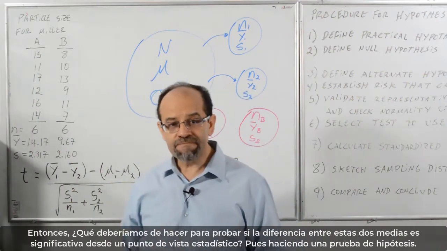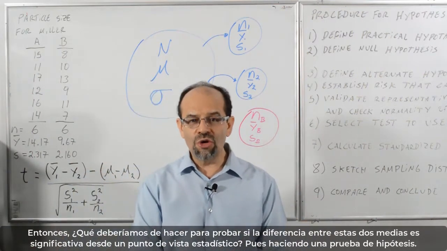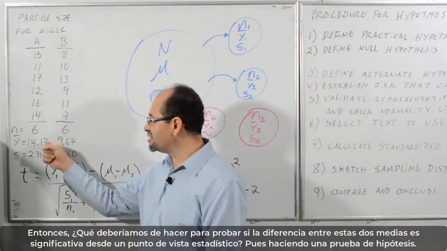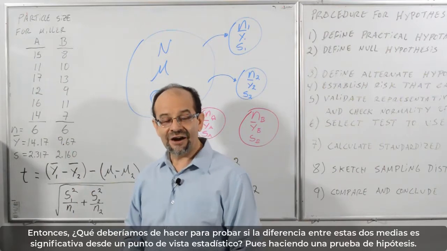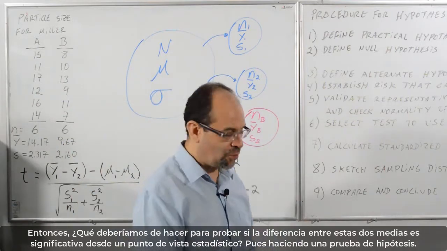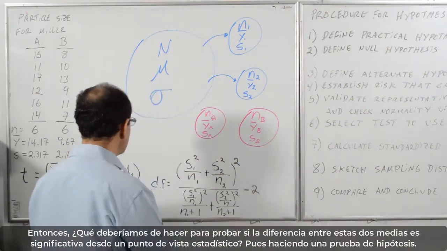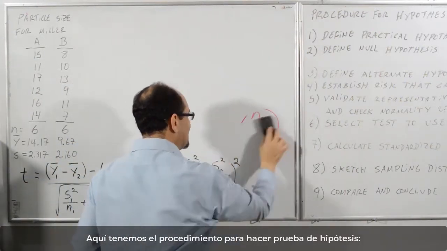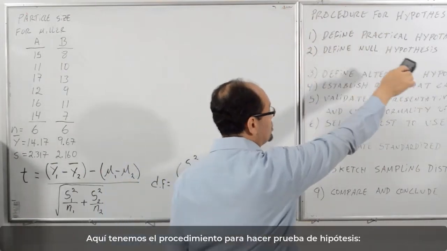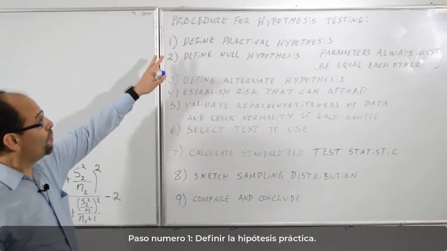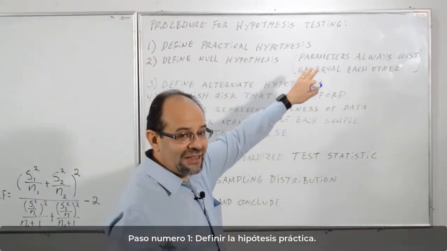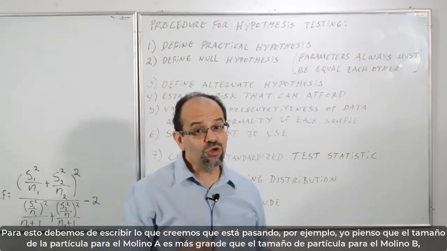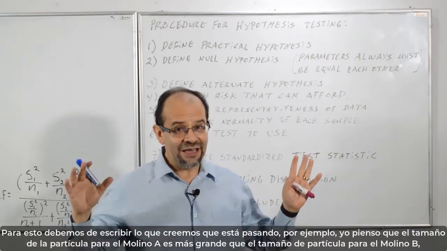So what should I do in order to test if the difference between those two means is significant from a statistical point of view? Well, let's do hypothesis testing. For hypothesis testing, here we have the procedure. Step number 1, define the practical hypothesis. For the practical hypothesis, you have to write what you think is happening.